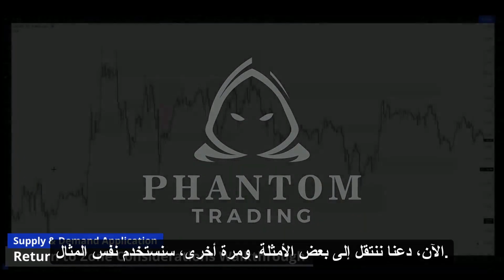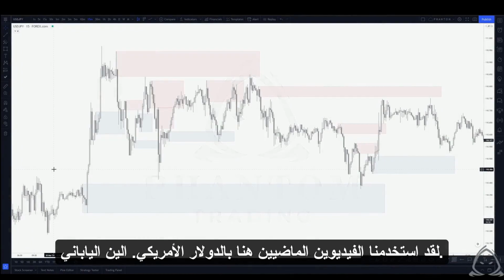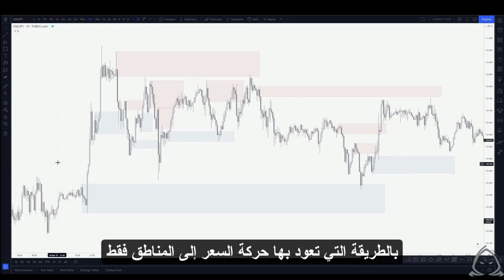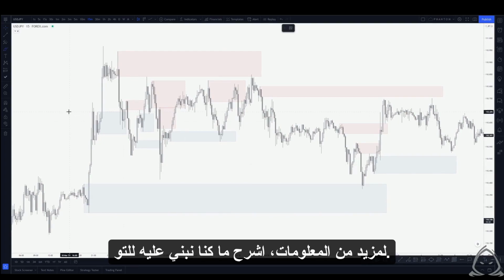Now let's jump into some examples. Again, we're going to use the same example we've been using for the past two videos here on US dollar, Japanese yen, just building on the zones that we've already mapped out and really just going through the way price action is returning back to the zones, just to further explain what we've just been building on.